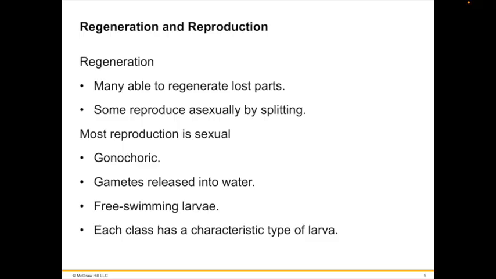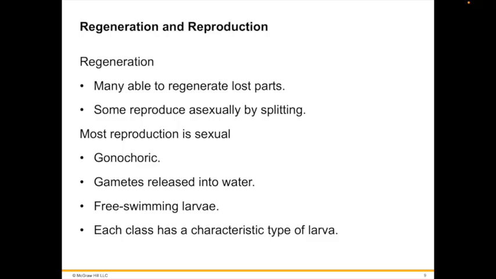However, most reproduction in echinoderms is sexual. Gametes are generally released into the water where fertilization occurs, and free-swimming bilaterally symmetrical larvae develop. Each class of echinoderms has a characteristic type of larva. These larvae develop while floating in the ocean as plankton until they metamorphose into secondary adults.